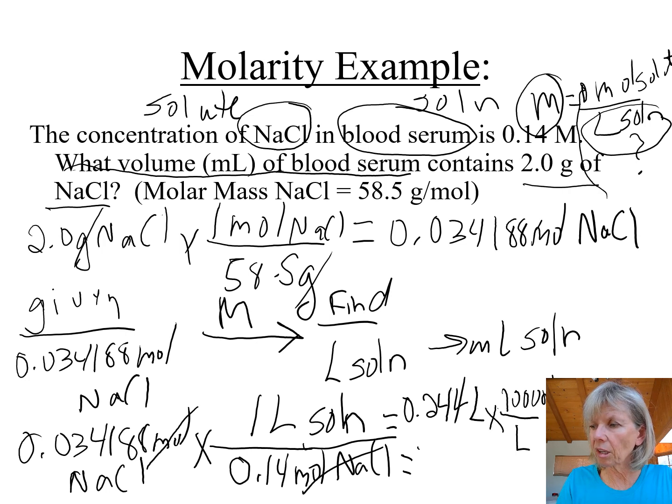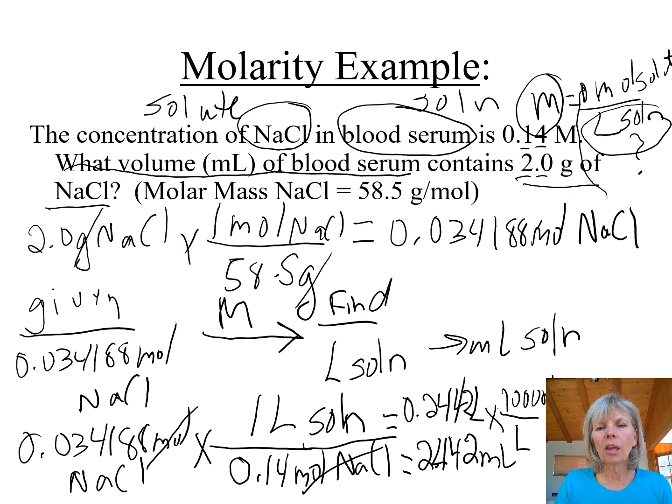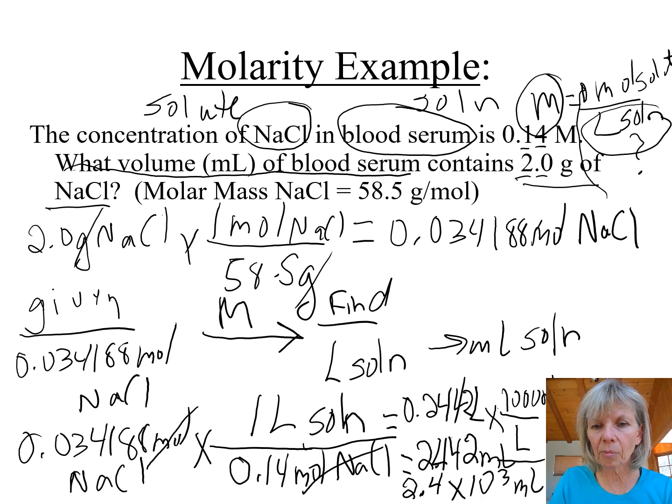And we end up getting 2,442 milliliters. And then for sig figs in this problem, we have 2 sig figs because molarity has 2 and 2 grams has 2. So in order to put that with 2 sig figs, we have to put it in exponential notation. So it's 2.4 times 10 cubed milliliters. That's my final answer.